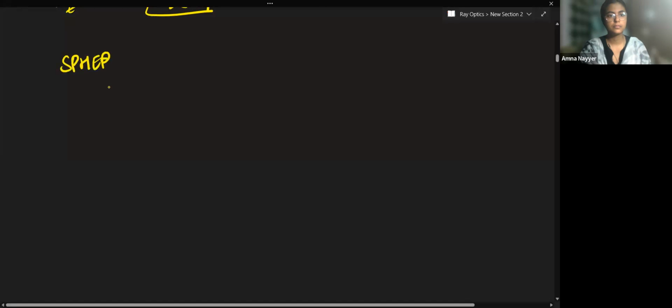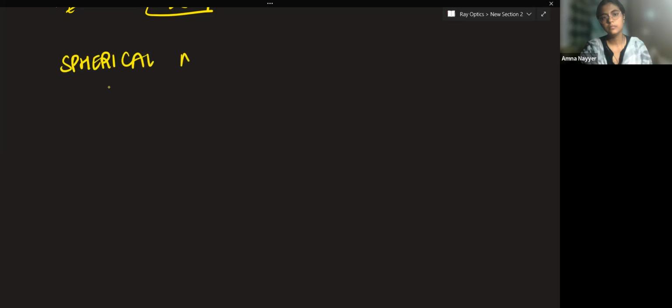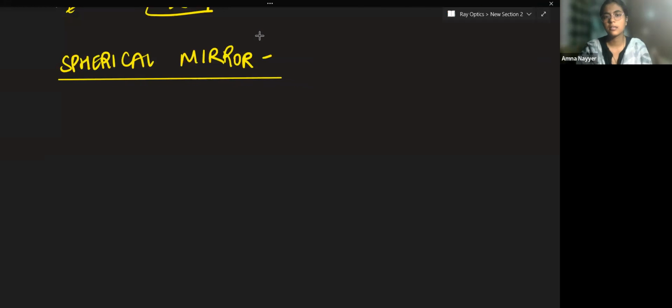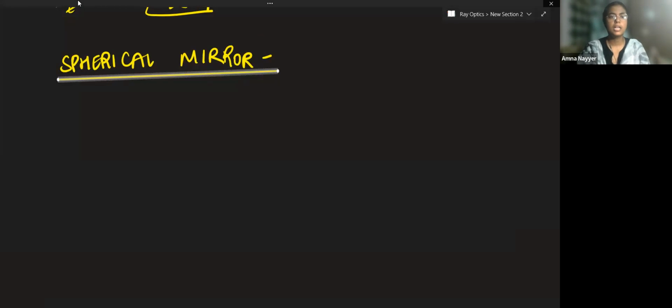So let's start with spherical mirrors now. See class, for the reflection portion, you have spherical mirrors. For refraction, we'll be having lens. And concave mirror is important from the point of view of spherical mirrors, and convex lens is important from the point of view of lenses. Concave mirror will be used more than convex mirror in your questions. Now see.